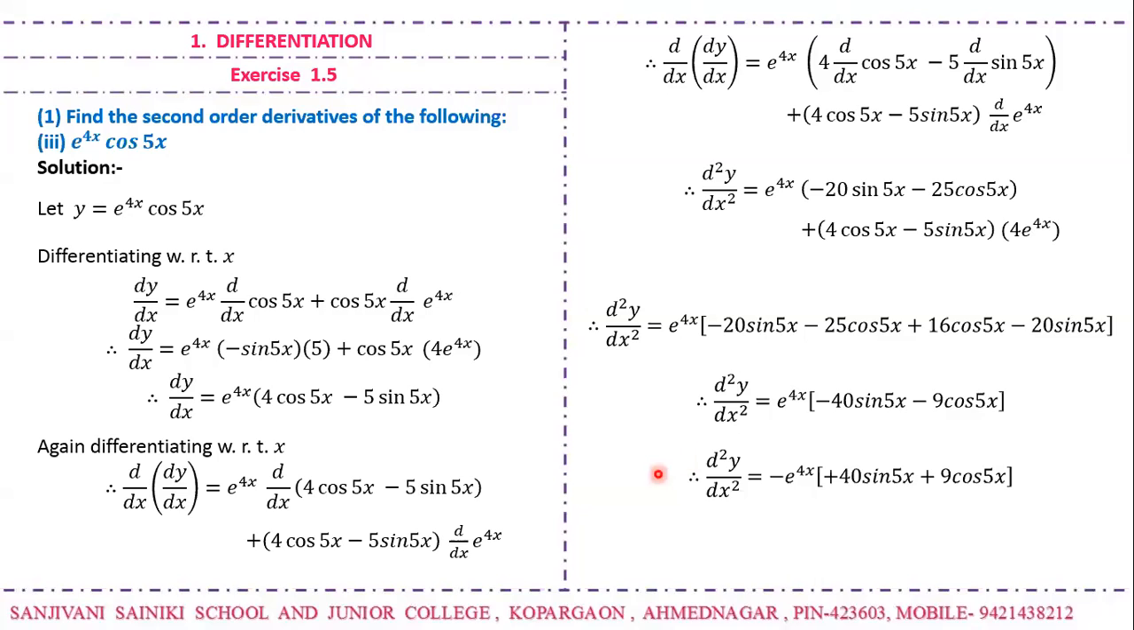So this is the derivative. d2y by dx square is minus e raised to 4x into (40 sin 5x plus 9 cos 5x), because we have taken minus common.